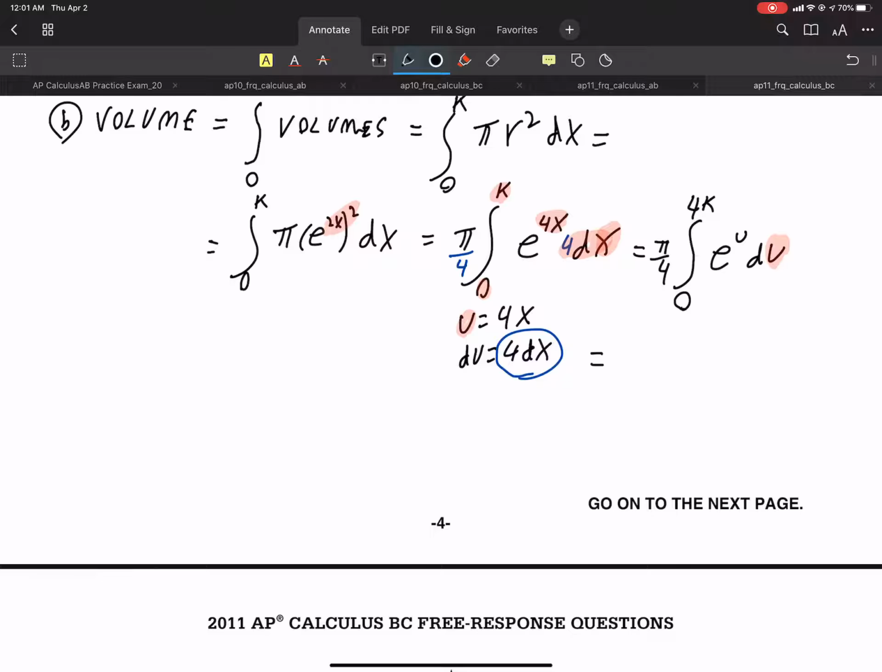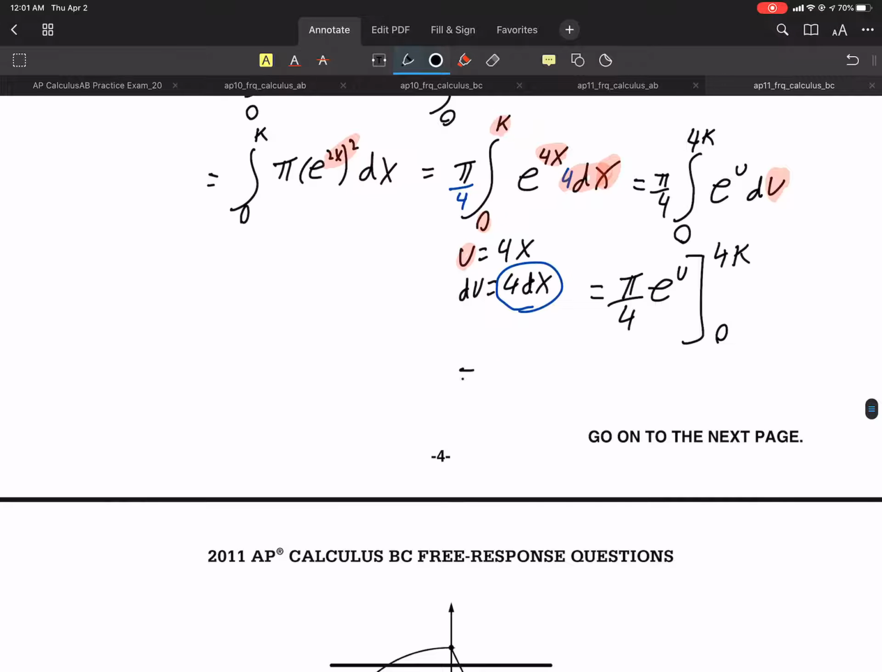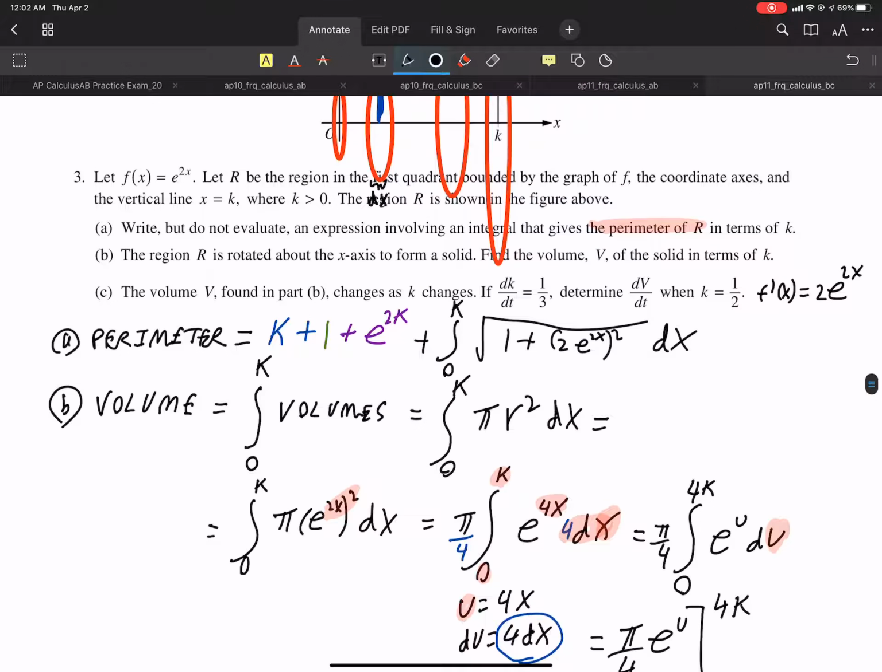Now, the antiderivative of e to the u is just e to the u. Now we're going to plug those in. Which is, now you can factor the pi over 4 out. You don't have to. I guess I just will because it's prettier. That is my answer. Done. Part B. Move on to part C.